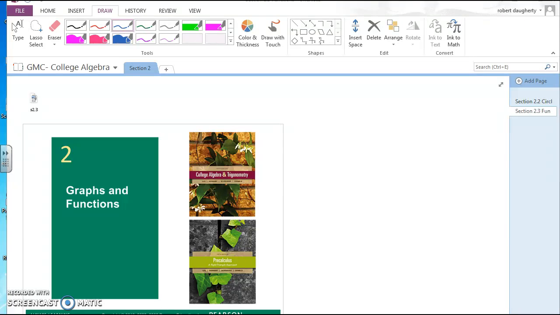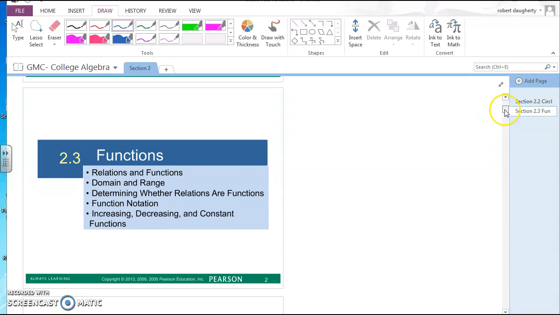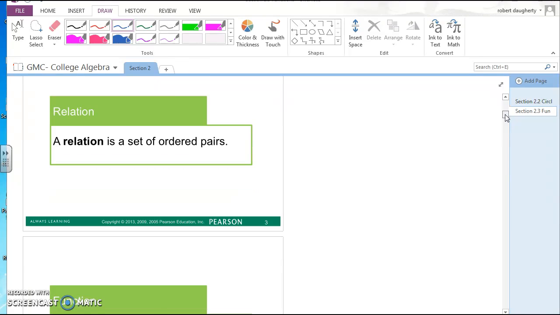Okay, let's continue on. We've got section 2.3 with our remote videos in your teacher's absence. So today we want to talk about functions: relations and functions, the domain and range of a function, determining whether something is a function or not, then something called function notation, and then looking at a graph to see if it's increasing or decreasing. So let's dive right on in.